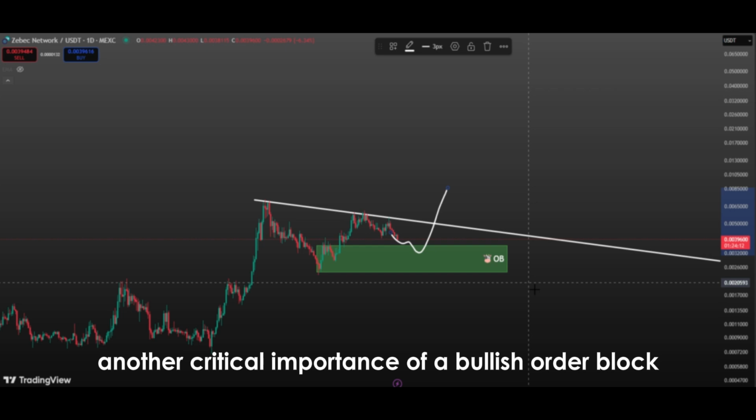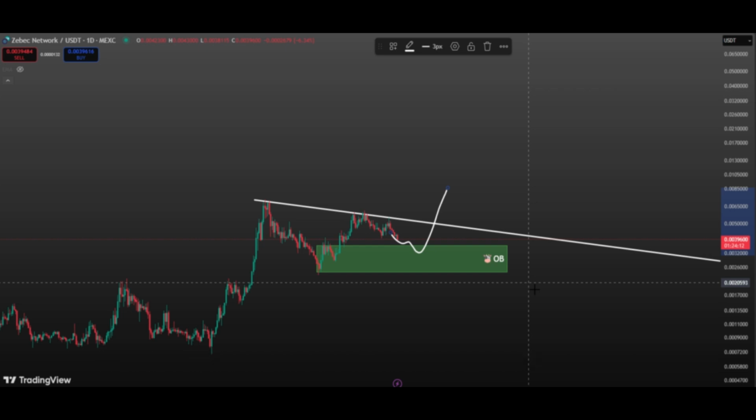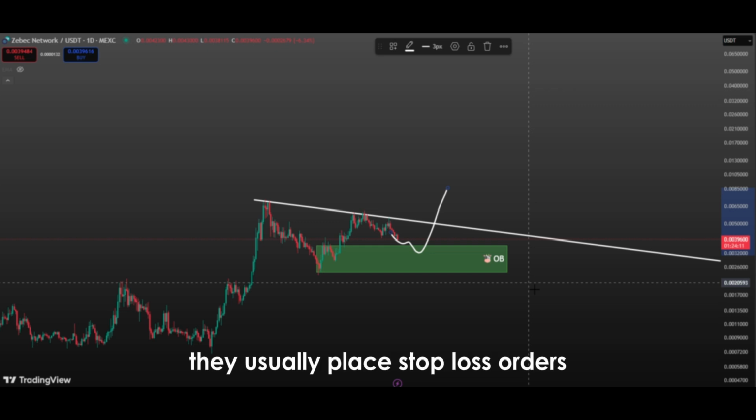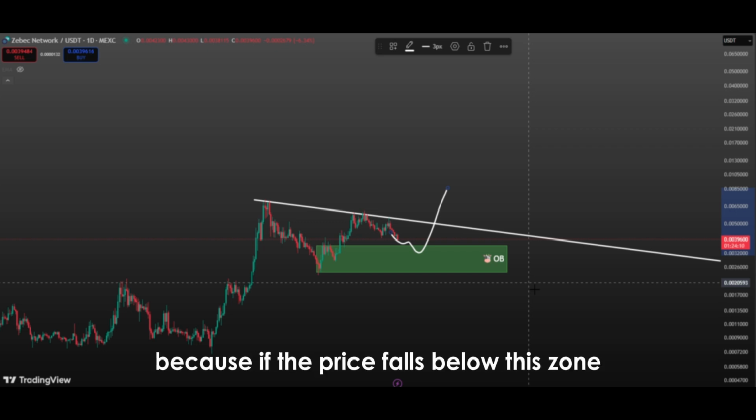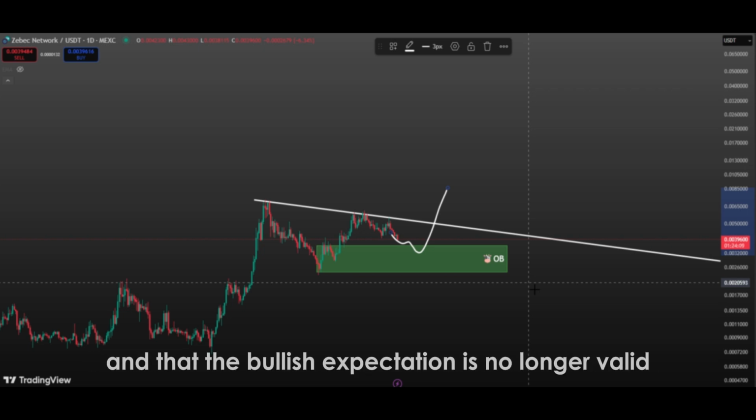Another critical importance of a bullish order block is the opportunity it offers for risk management. When investors see these zones as potential buying points, they usually place stop-loss orders just below the block. In this way, they minimize their risk. Because if the price falls below this zone, it signals that there has been a breakdown in market structure and that the bullish expectation is no longer valid.